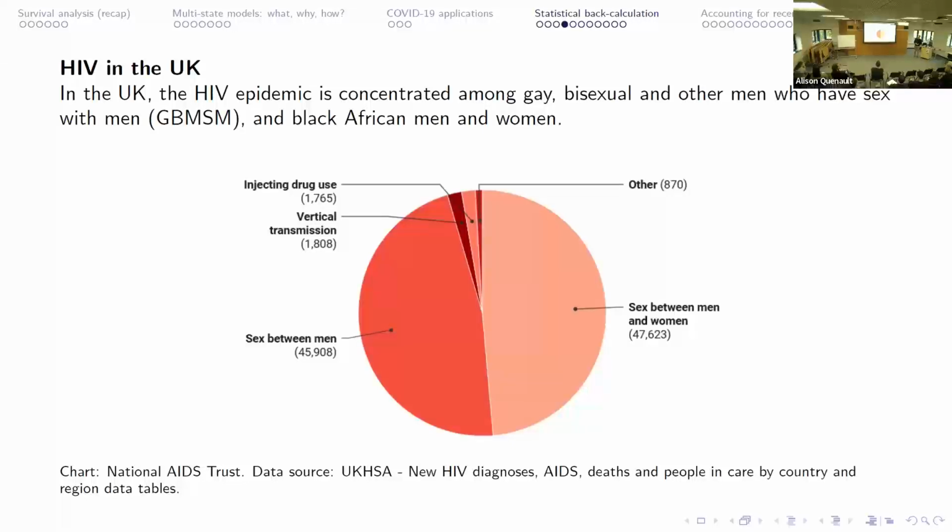And it's also a group which has a very high risk of HIV acquisition still, compared to heterosexual men and women. You can see there's a small number of injecting drug users, vertical transmission and other. So again, that's why we're primarily focusing on sex between men.